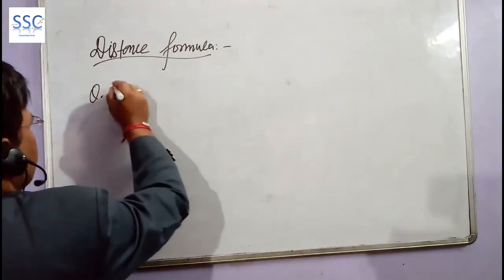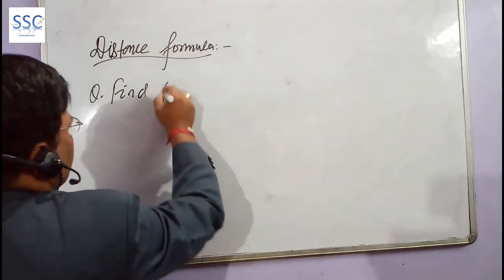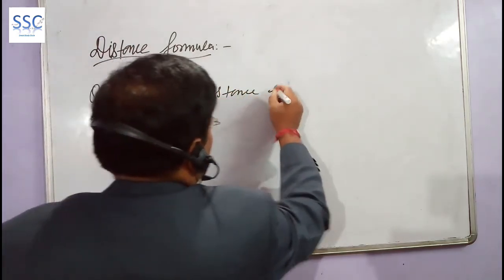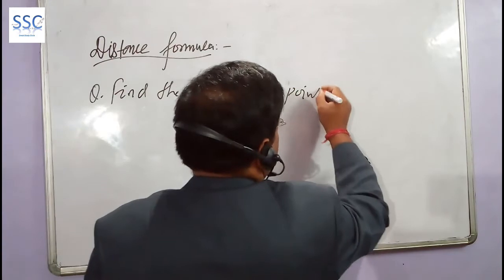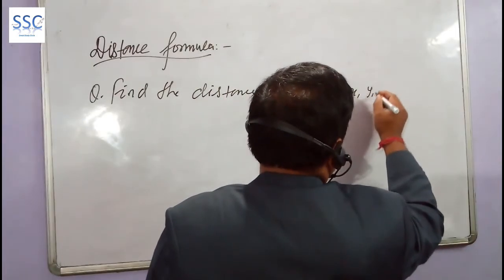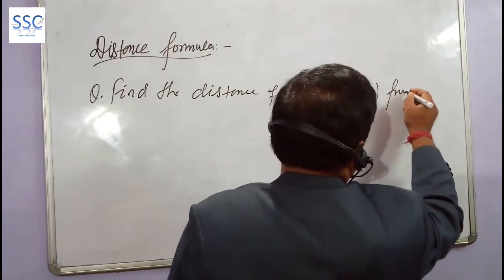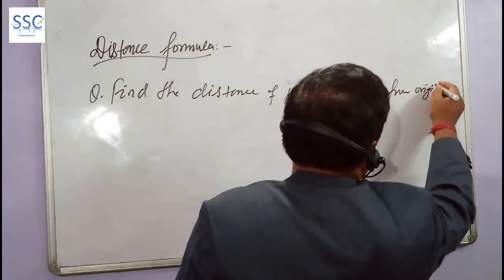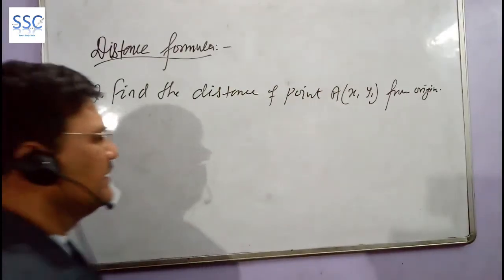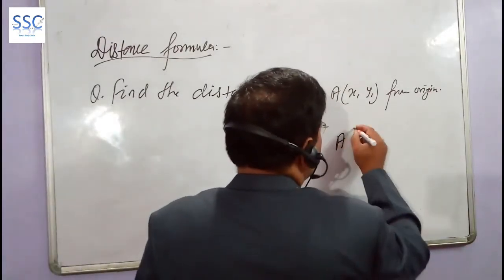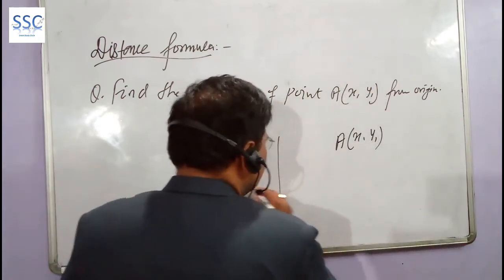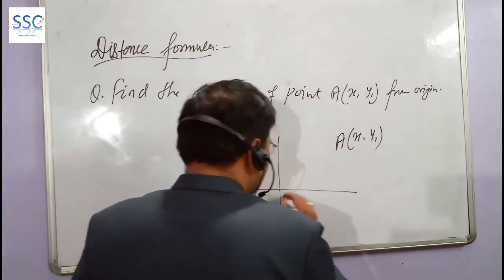The question is: find the distance of point A, that is (x1, y1), from the origin. Here no other points are given, only one point is given. We have point A, that is (x1, y1), and you want to find the distance from the origin. You know this one is the origin.